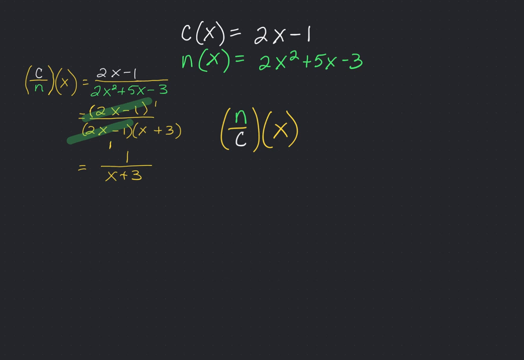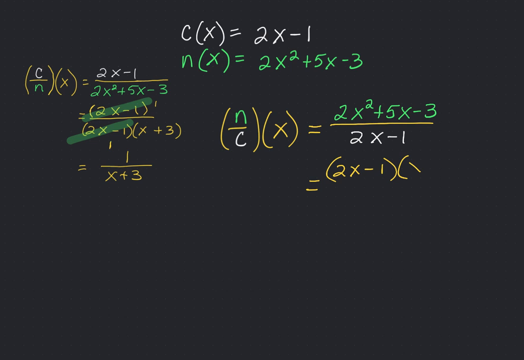Let's find the reciprocal. Let's do the function n divided by c of x. Here we have it in its original form. We need to see if we can simplify it. Once again, we're going to factor the function n of x because we can factor it in the same way, 2x minus 1 times x plus 3. And in the denominator, we have 2x minus 1. Once again, these will cancel. And so in this case, we have 1 left down here. 2x minus 1 divided by 2x minus 1 is 1. 1 up here, and we have x plus 3.